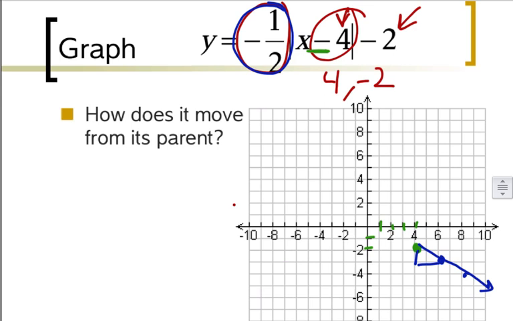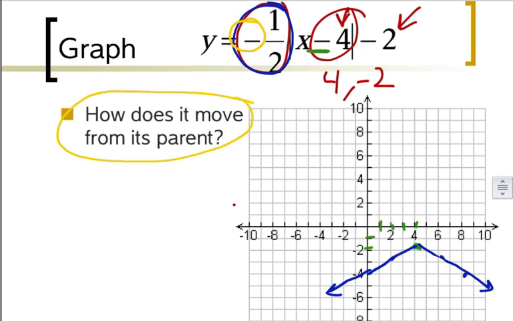So I go down 1 over 2, put my first dot, and go down 1 over 2 again, and I can continue to go that direction, and I'm supposed to reflect those points. So I go down 1, left 2, down 1, left 2. And continue to do that forever, and you'll get your V. This graph is facing down, and that's okay, because there's a negative sign in front.